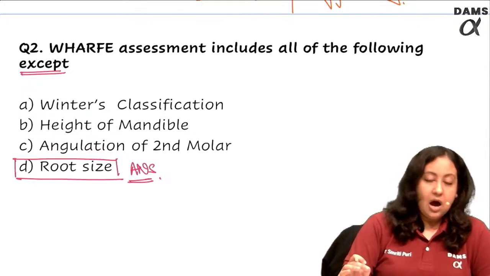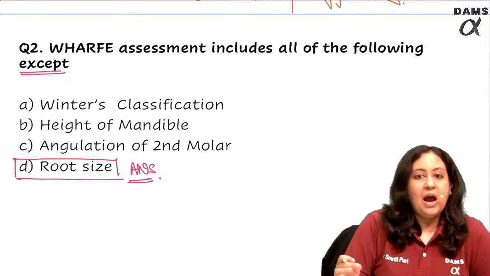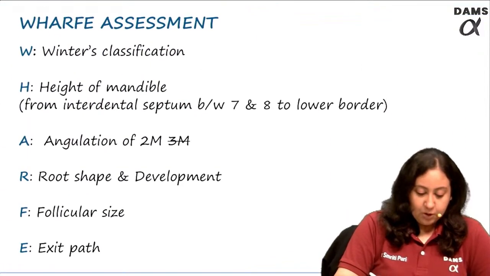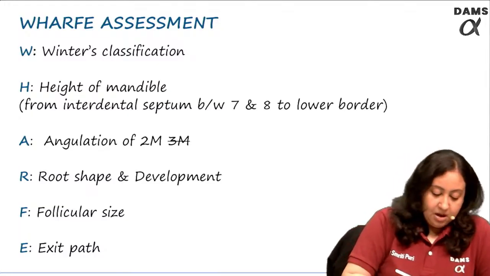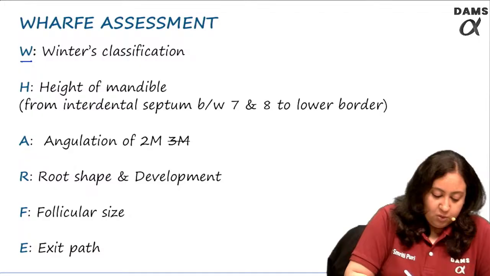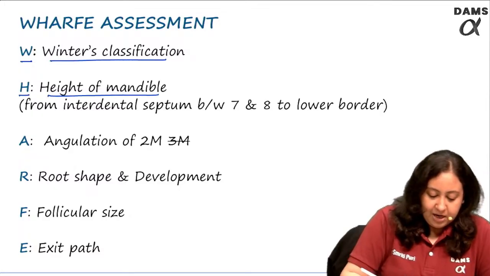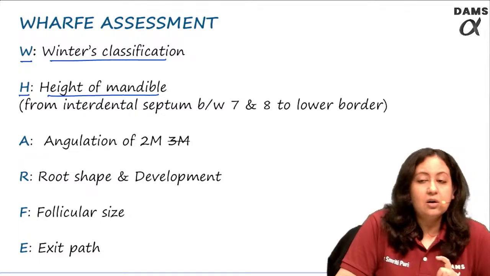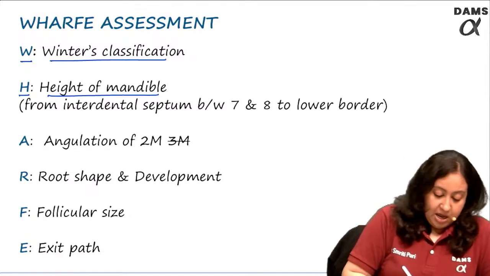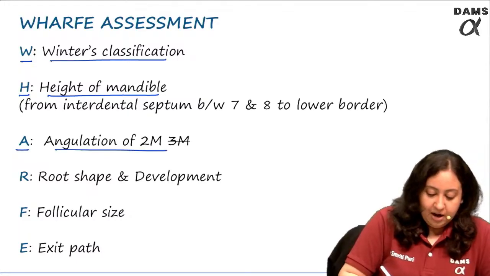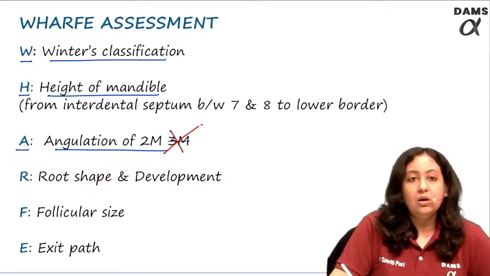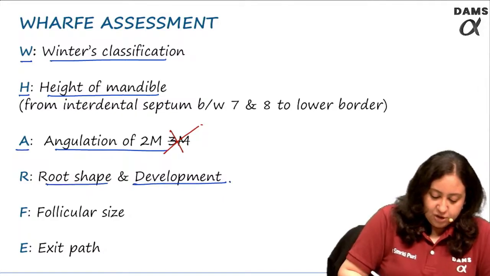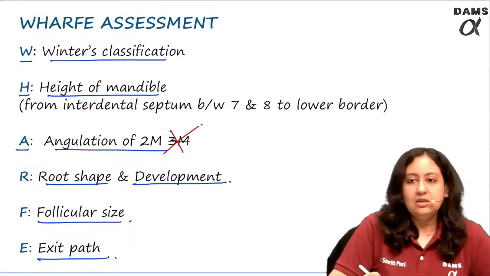All right, what R stands for is actually root shape and development. In WOF's assessment, R stands for root shape and development. So we'll quickly go through the WOF's assessment. W is for Winter's classification. H is for height of mandible, which is measured from the interdental septum between the second and the third molar to the inferior border of the mandible. A is angulation of second molar and not the angulation of the third molar. It's given wrong. Please correct it wherever it is given wrong. R stands for root shape and development, like I just mentioned. F for follicular size and E for exit pathway.